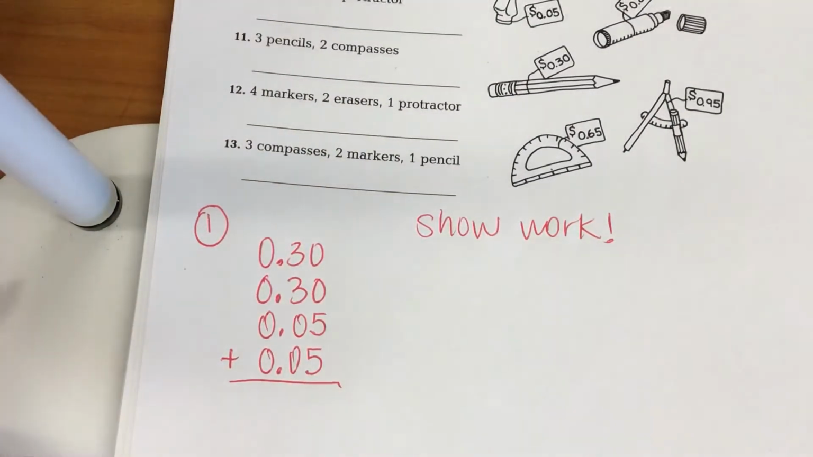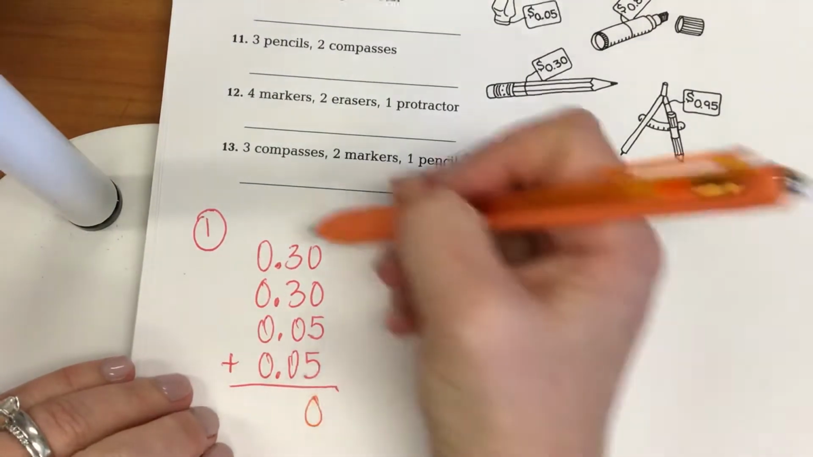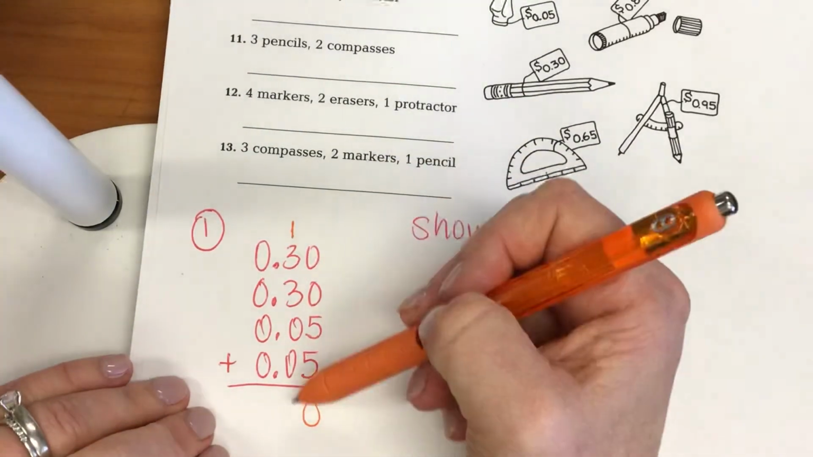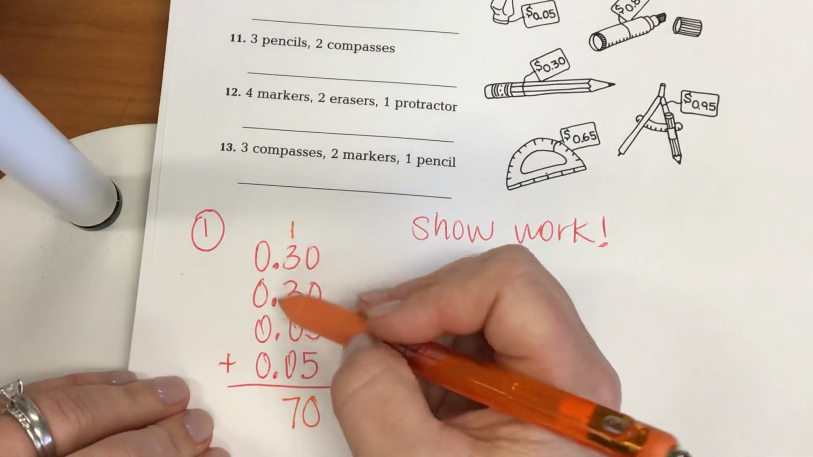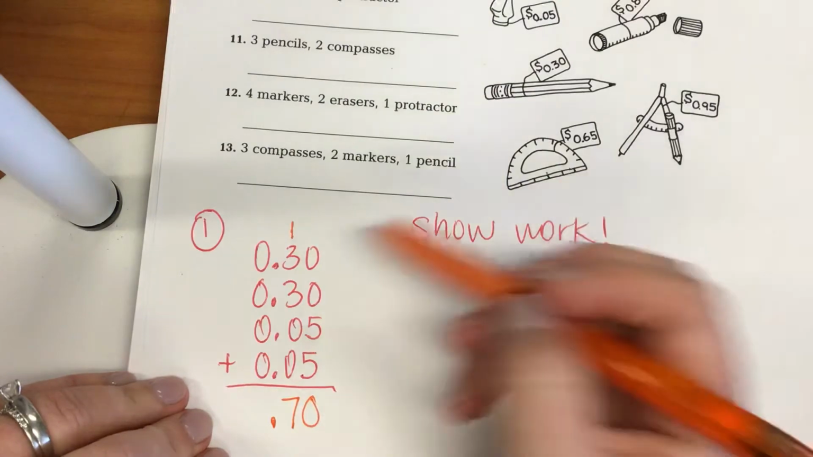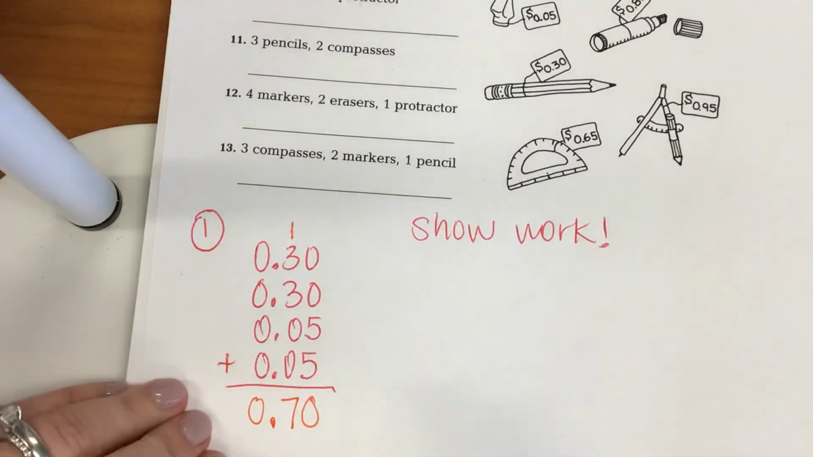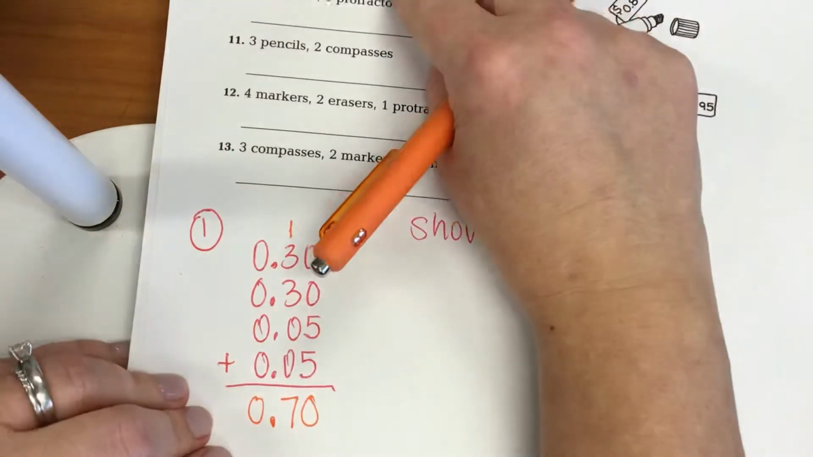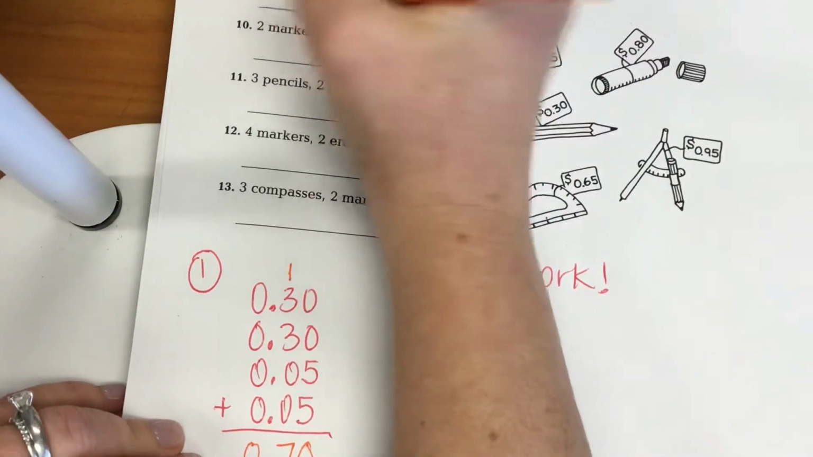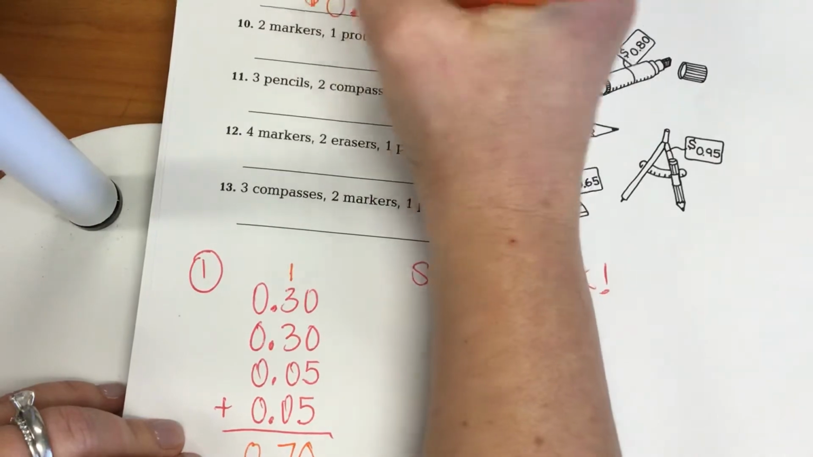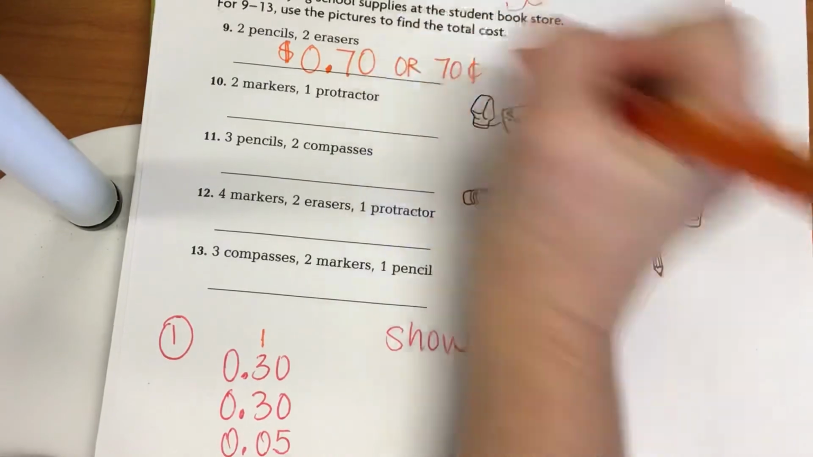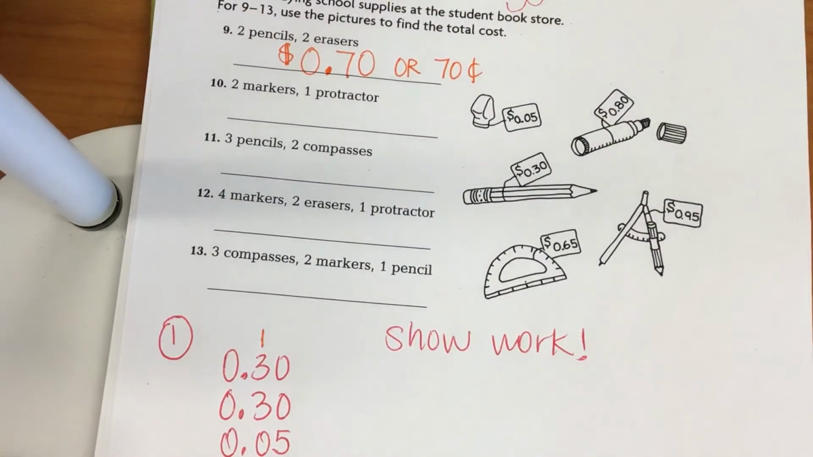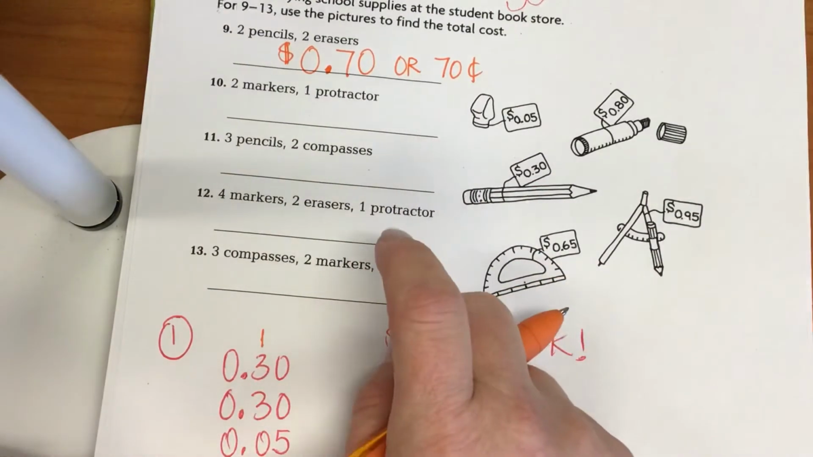Go ahead and start by adding the digits all the way to the right, the hundredths place. 5 plus 5 is 10. Carry your 1. Now add your tenths place. That would be 7. Now bring those buttons straight down, the decimals. Now you have 0 right there. So the total cost for this purchase would be 70 cents. Put your dollar sign first, $0.70. The other way you could do it is say 70 cents, right? So that's how you're going to solve 10, 11, 12, and 13.